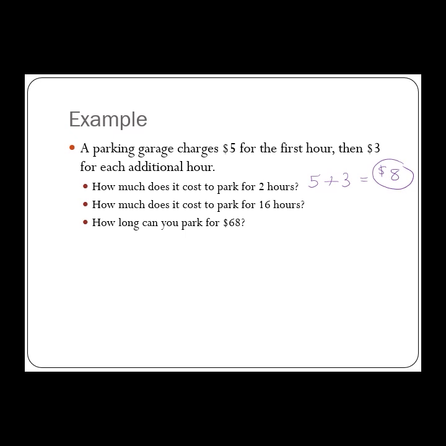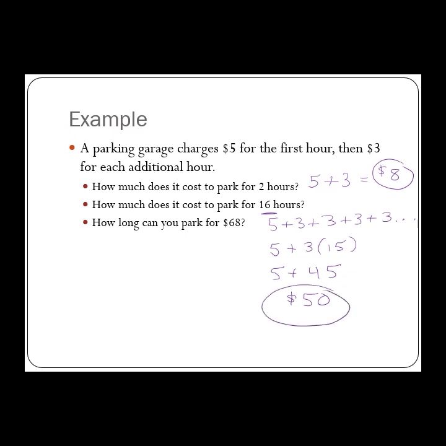How much does it cost for 16 hours? And again, I could come up with a formula. So first hour, second hour, third hour, fourth hour, fifth hour. Lots of threes, right? If this is the first hour, then I actually have 15 additional hours that run at $3 a piece. So $5 for the first hour, then $3 for each additional, and if I'm there for 16 hours, there are 15. This is 5 plus 45, so we get $50.